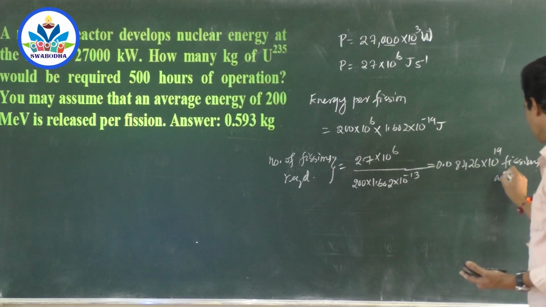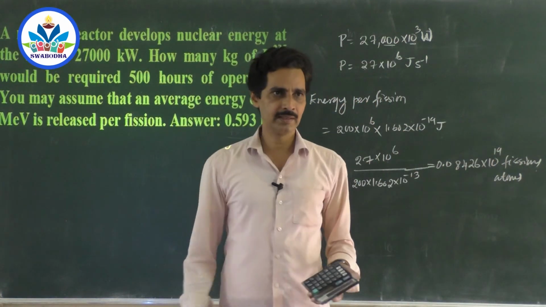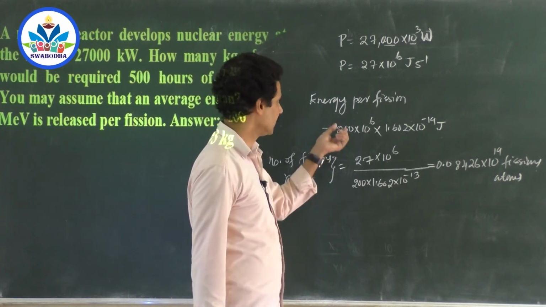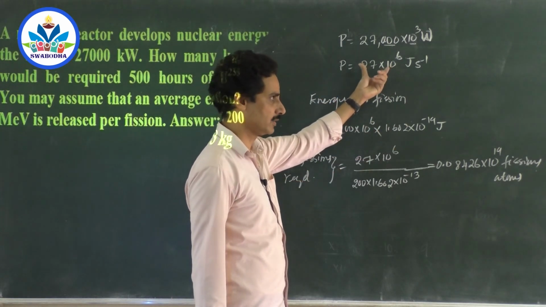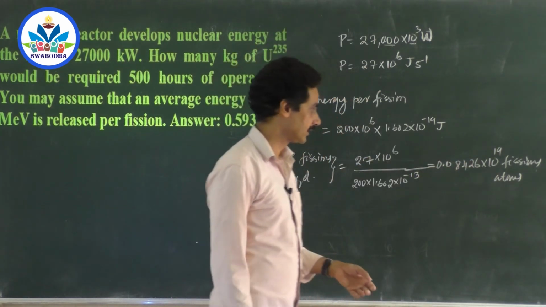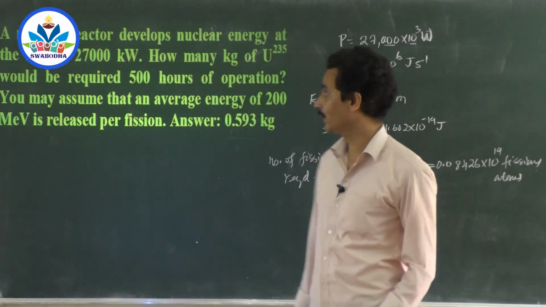That means so many atoms, because every atom undergoes one fission, right? And then it yields 200 million electron volts of energy. So first you take the energy per fission and convert it into joules. For getting so many joules of energy, how many fissions are required? So this many atoms or fissions. Now how much mass of uranium is required?